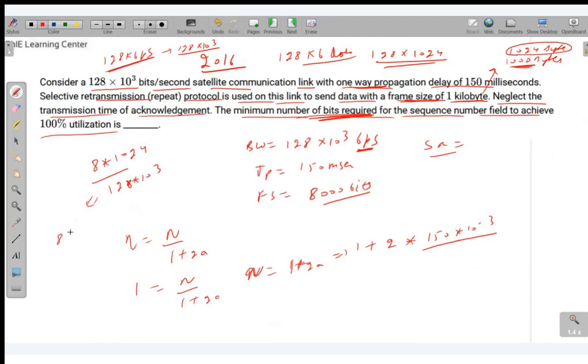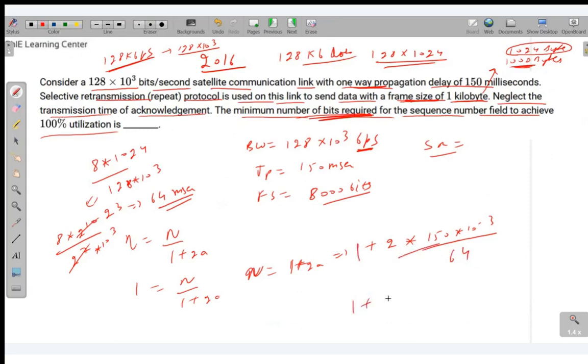So 8 into 2 power 10, since 1024 is 2 power 10, divided by 2 power 7 into 10 to the power 3. If we convert it into power of 2, that will be very easy for us. So it will be 2 power 3, so 8 into 8, 64. So 64 millisecond. Finally, your transmission time is 64 millisecond. So I will divide it by 64.